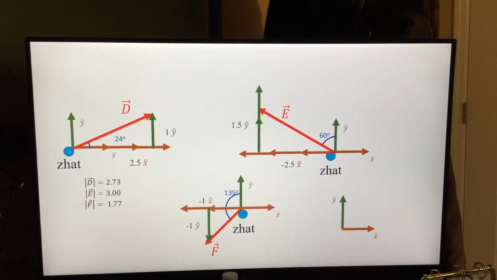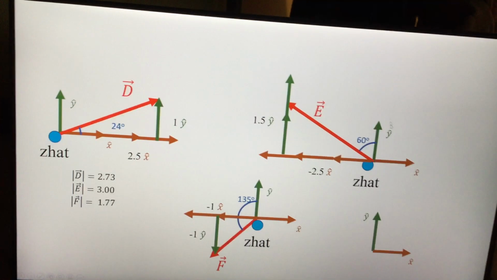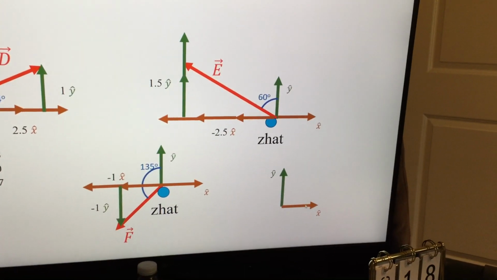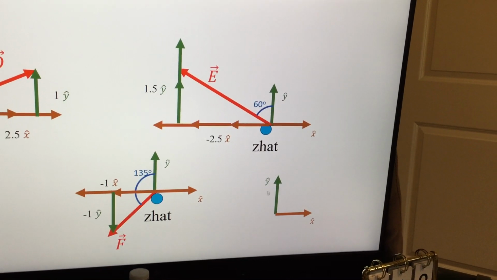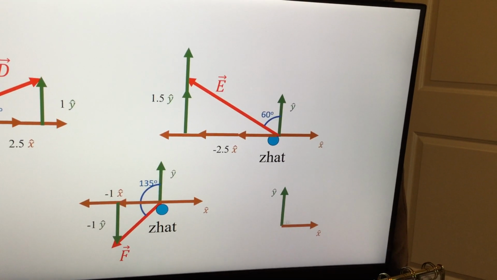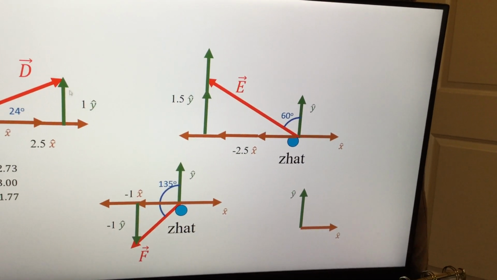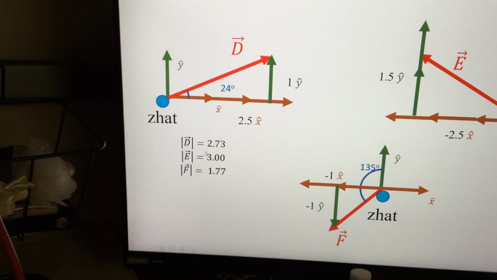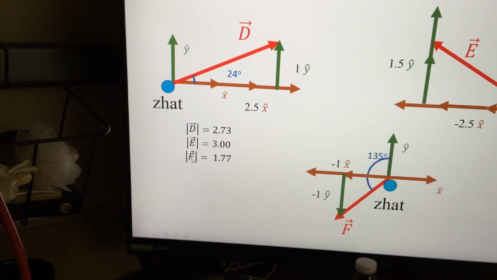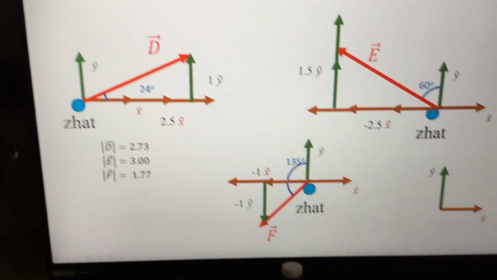You have an x hat, which goes towards the right in the standard form, where my mouse is pointing, and then we have the y hat, which is also standard, going up. We're going to use these to identify the components of these vectors. We have magnitudes: vector D 2.73, vector E 3, and vector F 1.77. Now let's go to components.